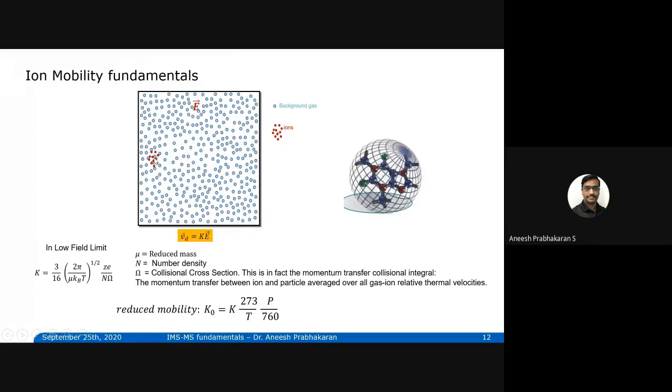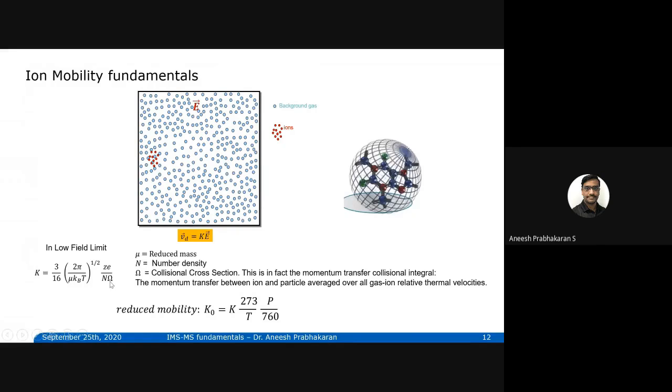The motion and the speed of the ions depend upon the pressure inside the chamber. We can apply the binary collision model and derive the velocity, Vd, which is called drift velocity, equal to K times E. E is the strength of the electric field, and K is called mobility. Mobility is expressed by this equation, and in this equation it has omega, which is called collisional cross section.